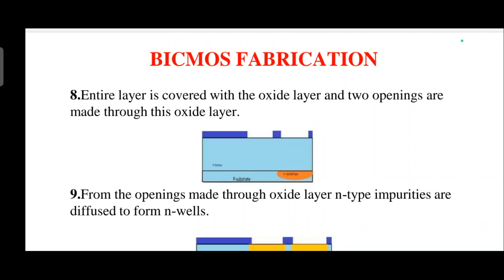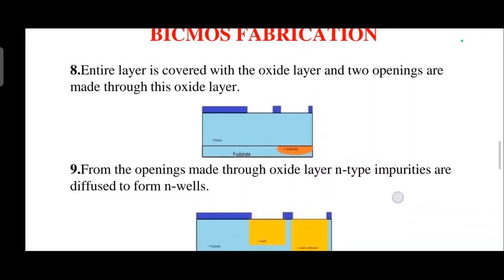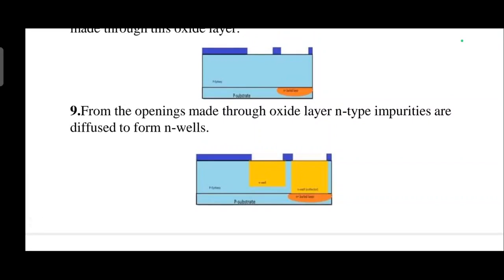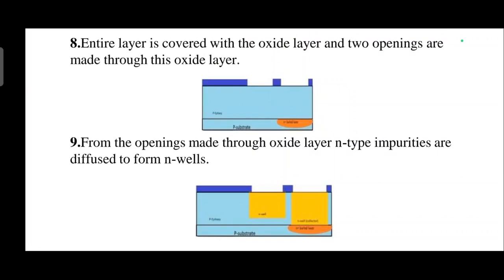That means deposition of photoresist material, and then the etching process, which is carried out through the masking, for the purpose of creating bipolar as well as CMOS devices. So next we will heat the substrate to higher temperatures, and then n-type impurities are diffused to form N-wells. Inside the N-wells we are going to create one bipolar transistor and one p-type CMOS transistor.